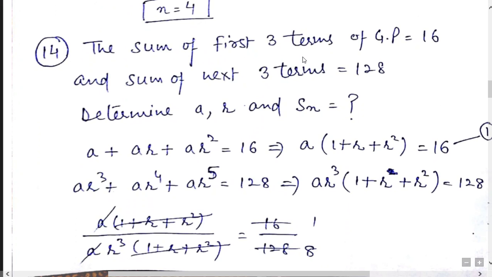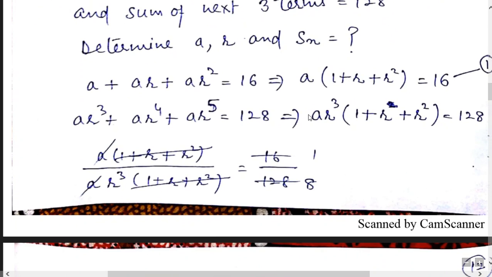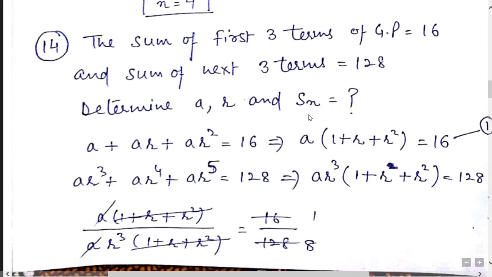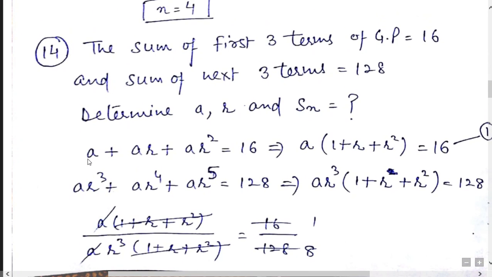The sum of first three terms of a GP is 16 and the sum of next three terms is 128, and you have to calculate A, R and Sn. Now as per the given statement, A plus AR plus AR square is equal to 16. Take A common, then you can write A into 1 plus R plus R square is equal to 16. Let it be number 1.